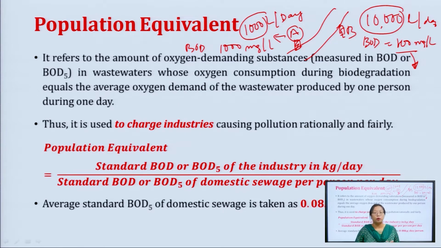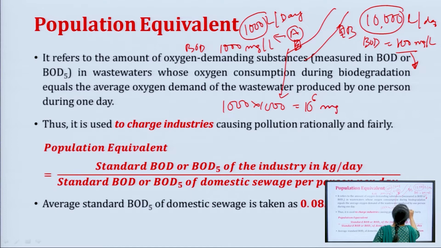So, population equivalent is the term which will help me decide how I am going to charge A and how I am going to charge B. What will I see? I will see how much pressure A is exerting on the wastewater treatment of my city, and how much B is exerting. So, what is the total BOD? For A this will be 1000 into 1000, which is 10 to the power 6 milligram per liter.